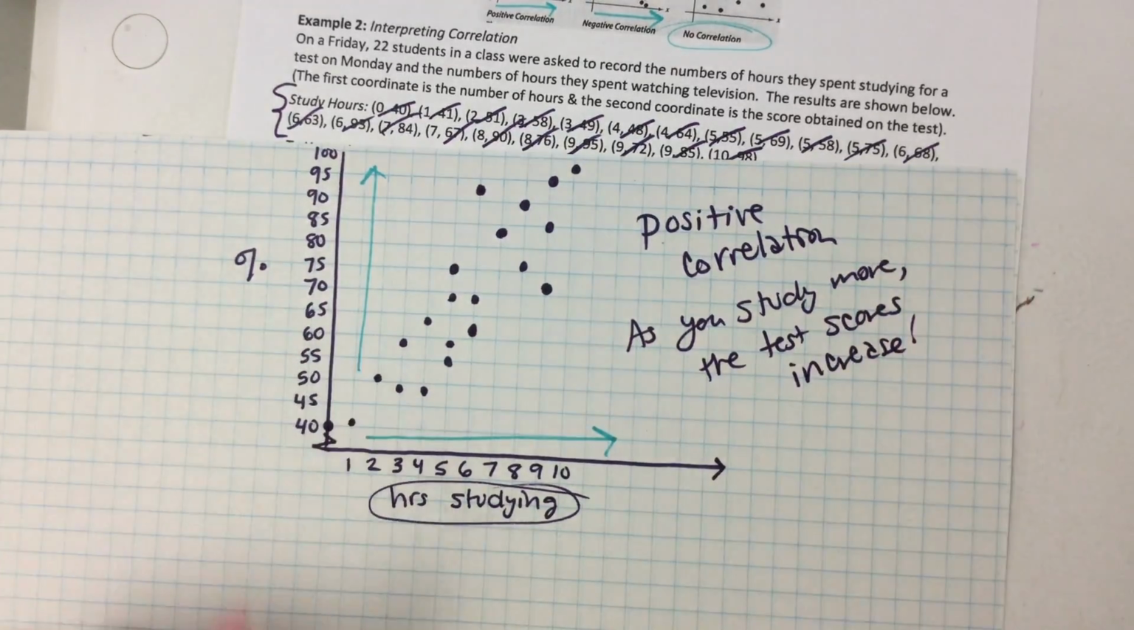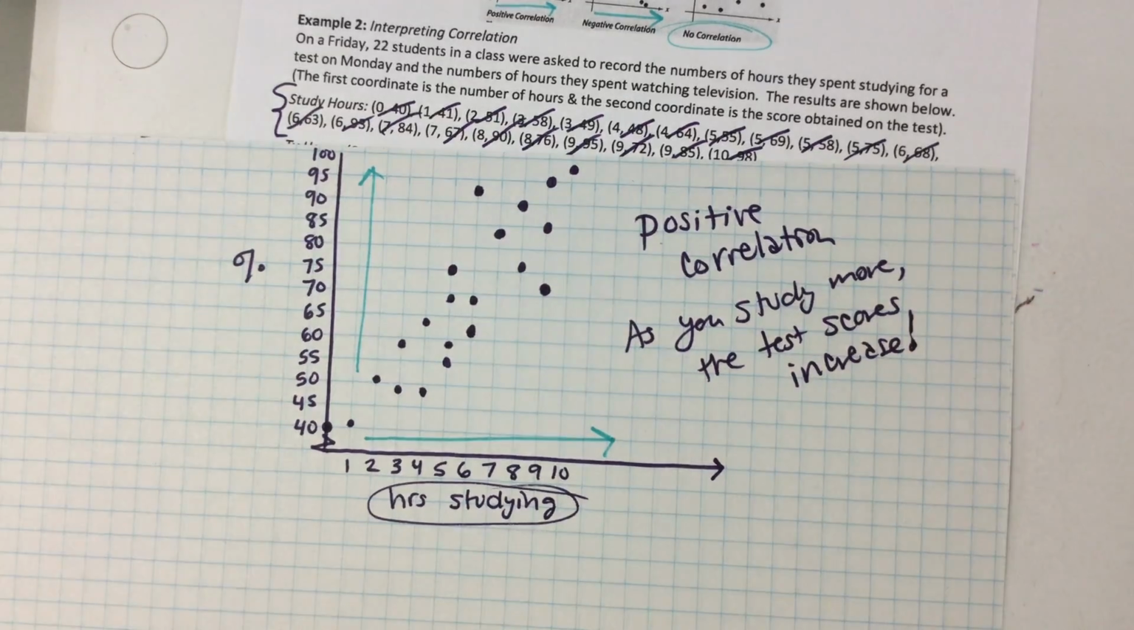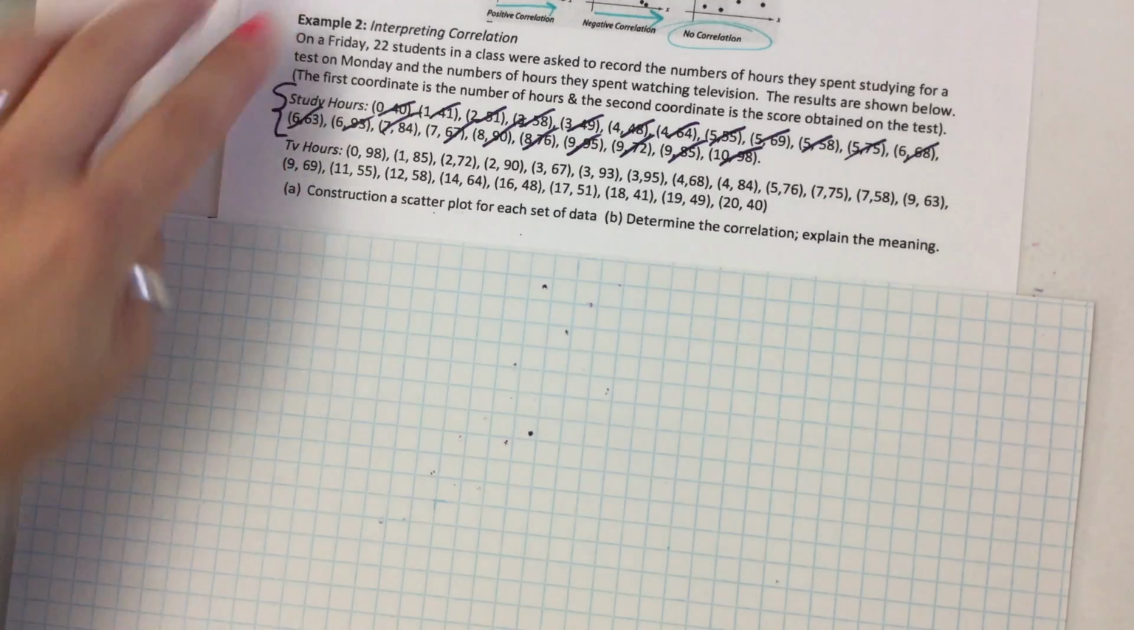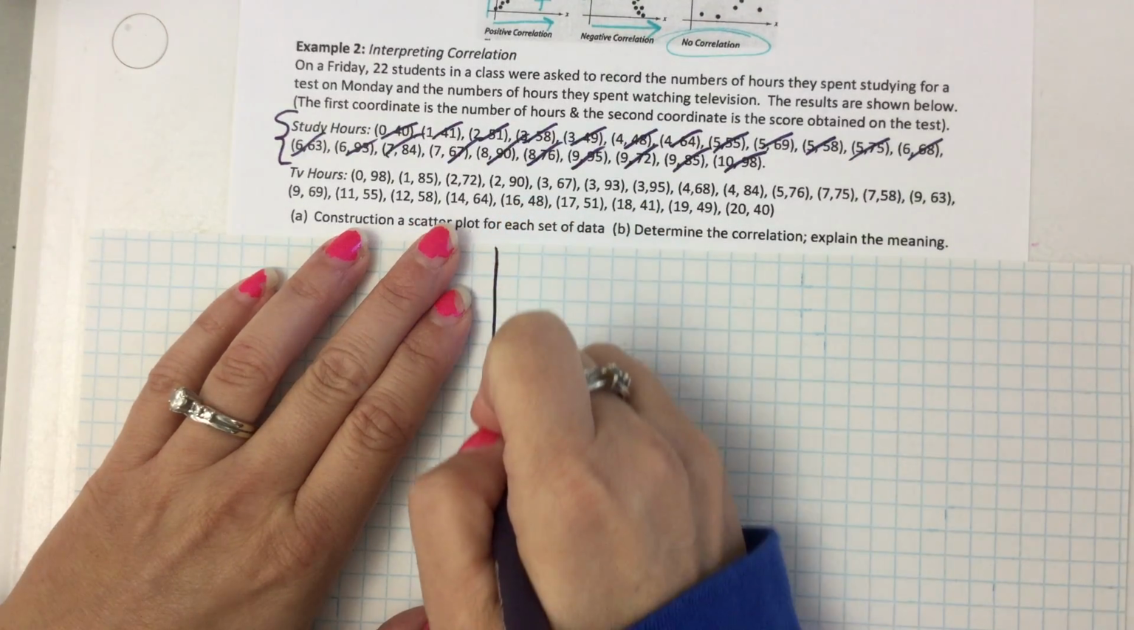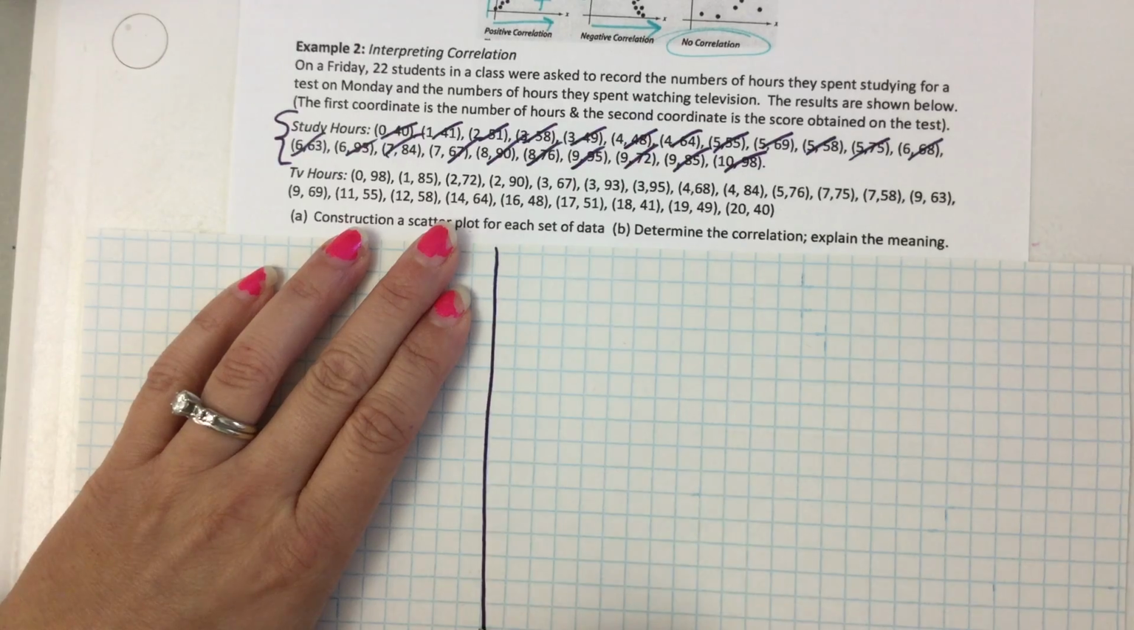Something along those lines. Now hang on to this graph because we will come back to it as we look at a problem on the backside. Okay, so that's what the deal is with study hours. Now they want us to do the same thing with TV hours. So I will go ahead and make a graph again.